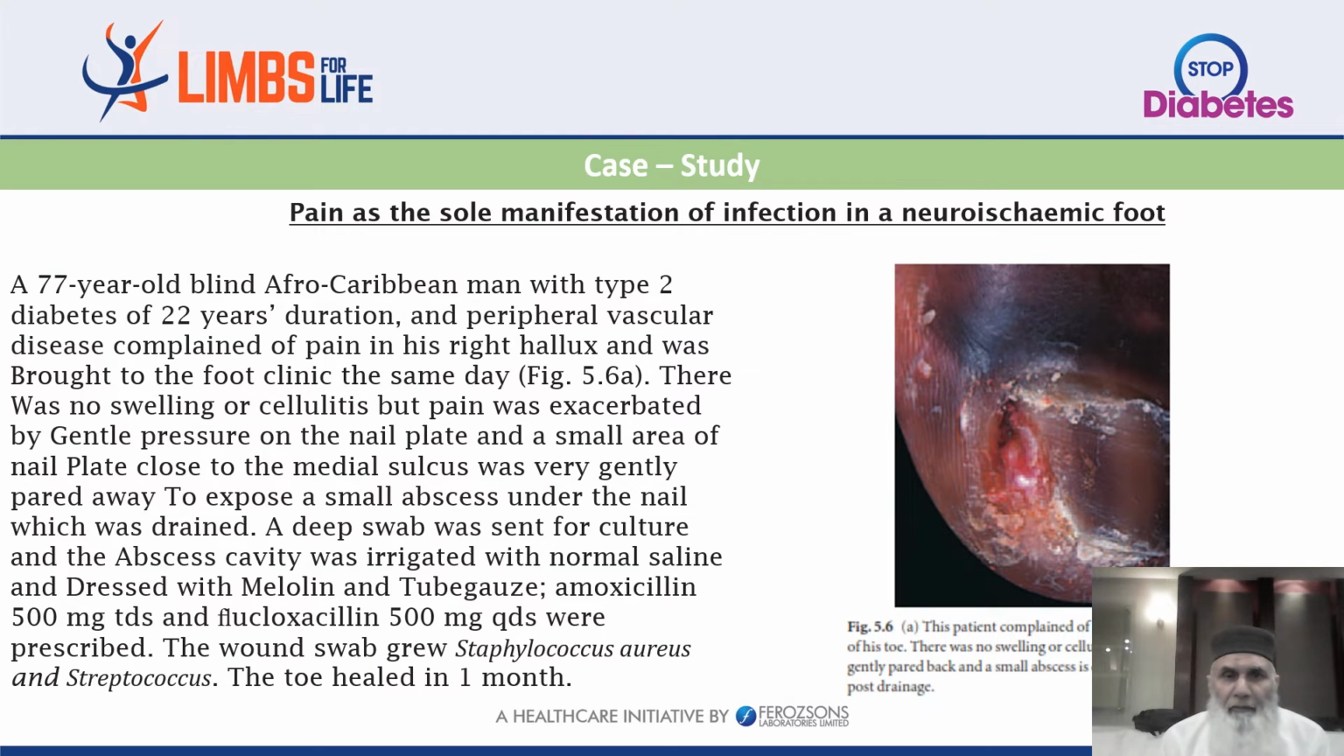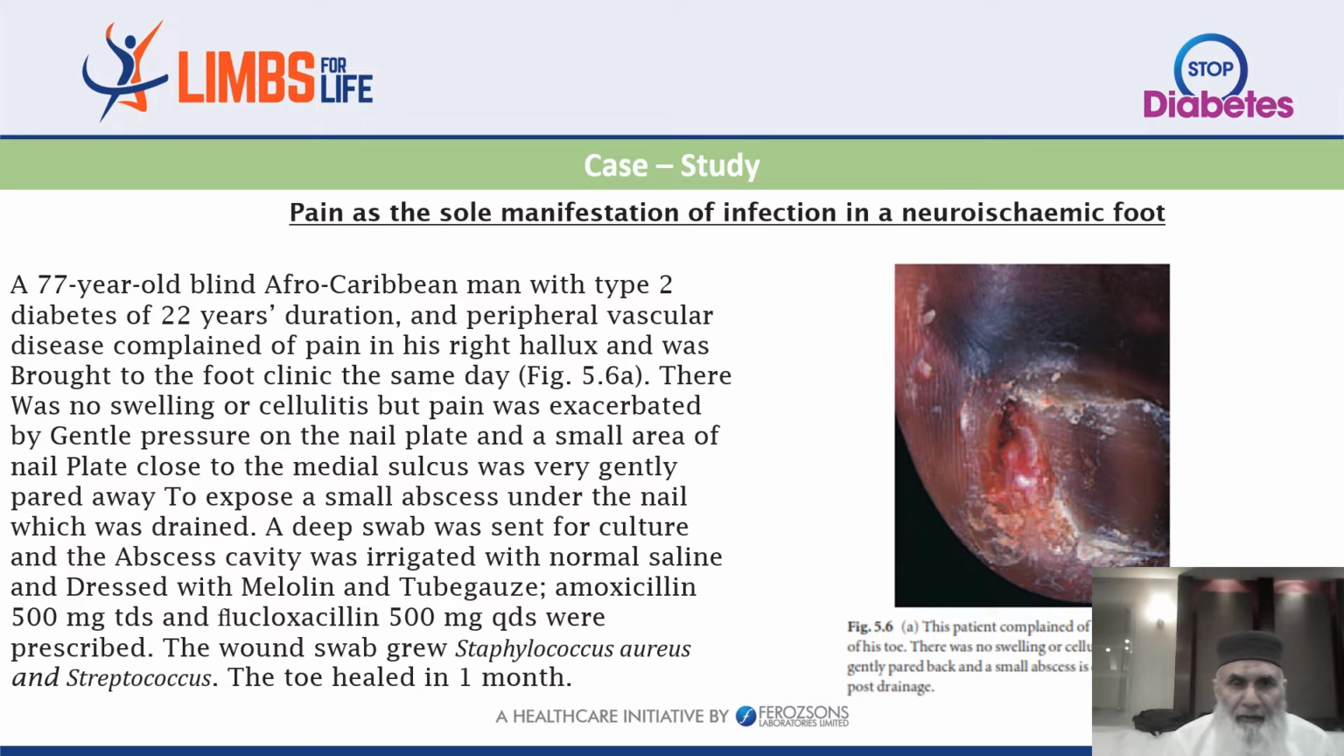Pain as the sole manifestation of infection in a neuroischemic foot. This is a case of a 77-year-old blind Afro-Caribbean man with type 2 diabetes of 22-year duration and peripheral vascular disease who complained of pain in his right hallux and was brought to the foot clinic the same day. There was no swelling or cellulitis, but pain was exacerbated by gentle pressure on the nail plate, and a small area of nail plate close to the medial sulcus was very gently pared away to expose a small abscess under the nail, which was drained.